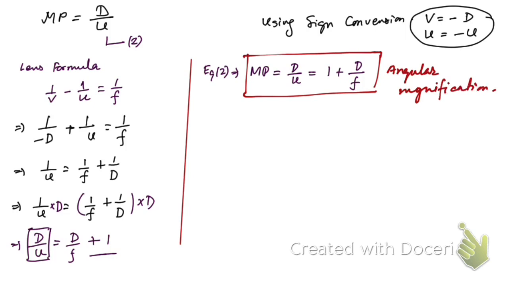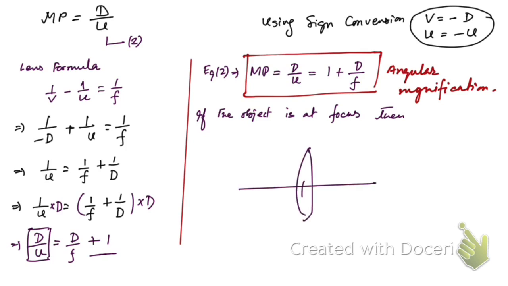Now you see, if the object is at focus, then when you keep the object at focus in front, in case of a convex mirror, if this is the focus, then the image is always formed at infinity. Hope you know this thing. So if the object is at focus, then the image will be formed at infinity.